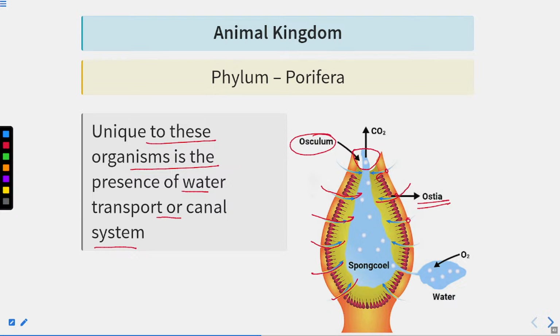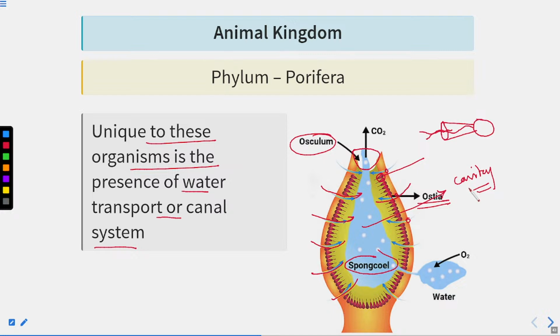And here you can see some cells that are called as coinocytes, like this. So these cells capture the food material, right? They capture the food material. So here you can see the cavity of this spongocoel. This cavity, this is the cavity. This is called as spongocoel.